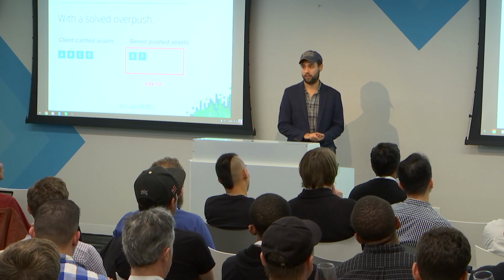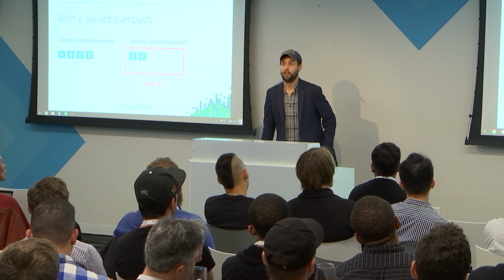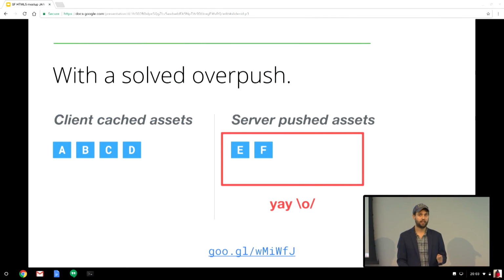So, with this concept of client cache asset discovery, the page would load, or start to load. The client would say, hey, I have assets A through D. The server would say, OK, I see that you have A through D. I'm not going to push those to you, and I'm only going to push E and F. So this solves the problem of overpushing, because the server is only pushing exactly what you need and nothing more.